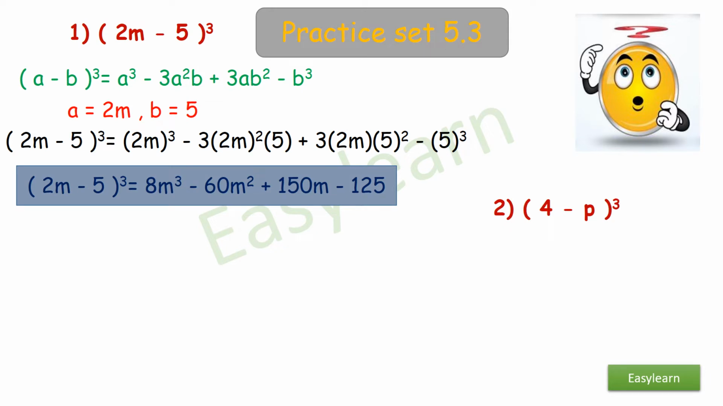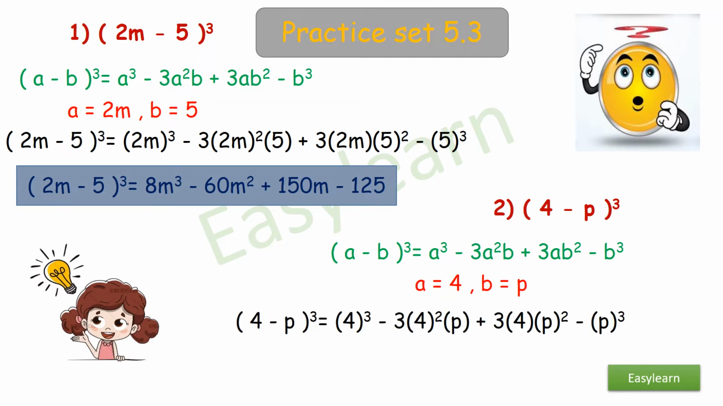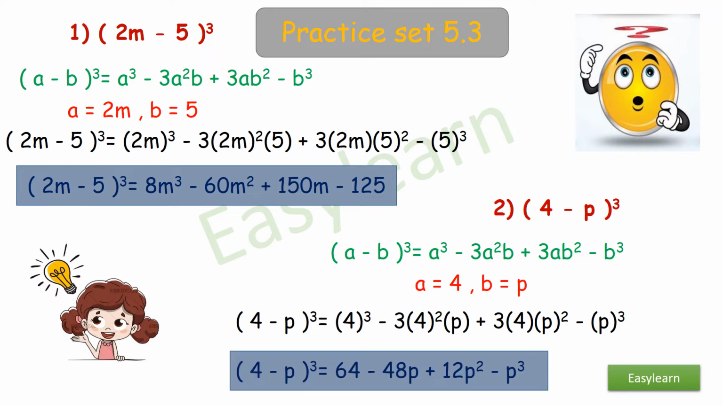Second, 4 minus p the whole cube. Again, the first step, write down the formula. Then by comparing, we get the value of a as 4 and b as p. Substitute these values, we get 4 minus p the whole cube is equal to 4 cube minus 3 into 4 square into p plus 3 into 4 into p square minus p the whole cube, which is equal to 64 minus 48p plus 12p square minus p cube.